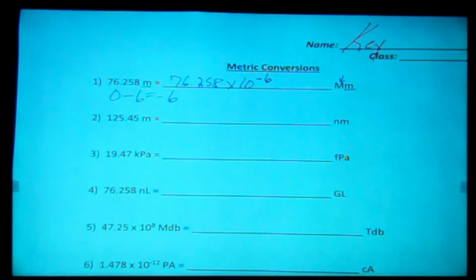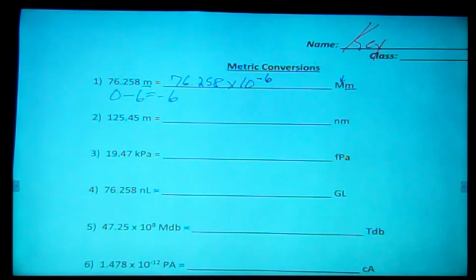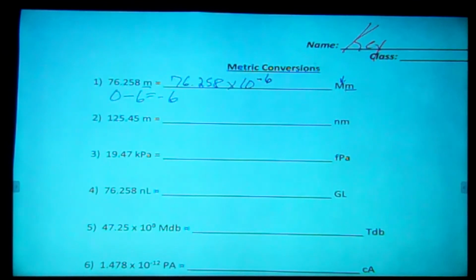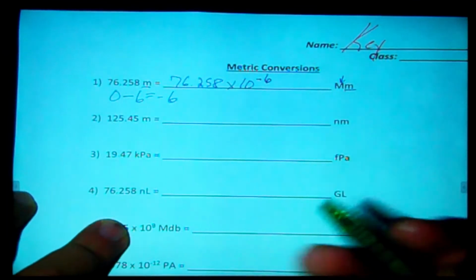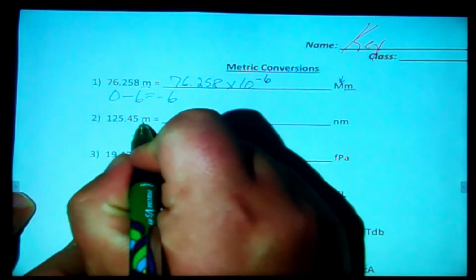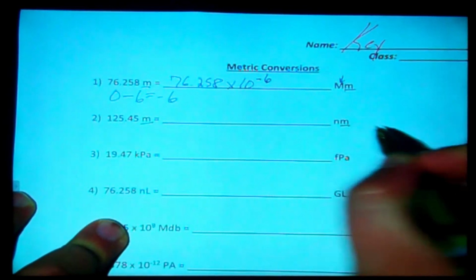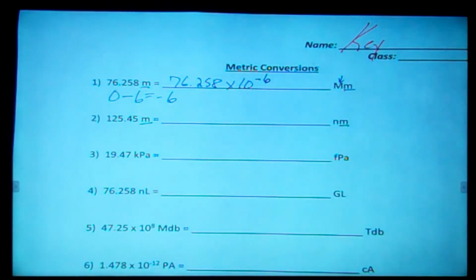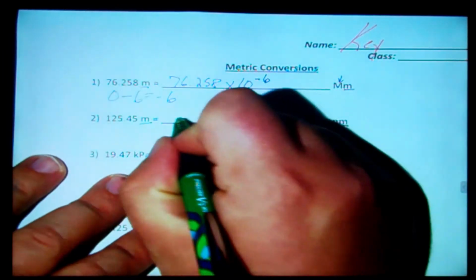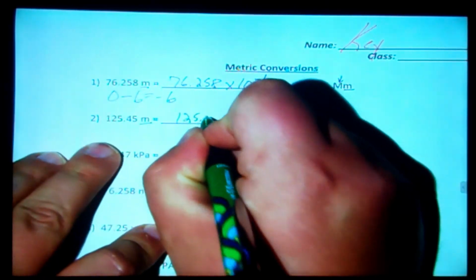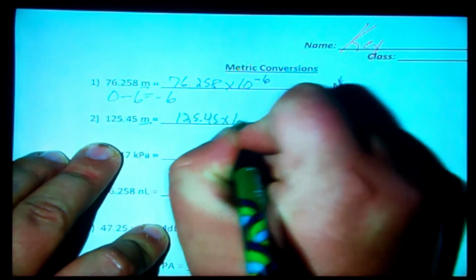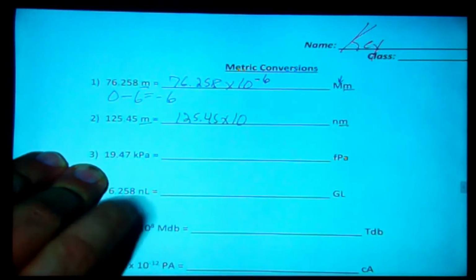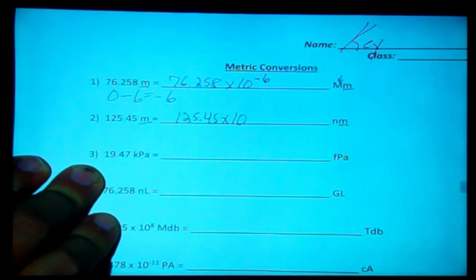Let's look at number 2. Number 2 is 125.45 meters equals how many nanometers? So mark what's the same. M is the same, M is the same. Those are the base units. Write the number down, 125.45 times 10 to something or another. We got to find the difference in these prefixes.